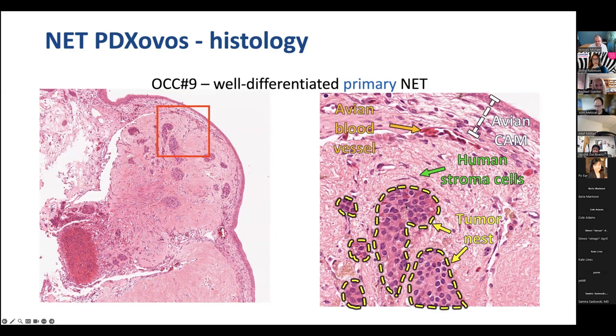So these are your cancer cells, these are the neuroendocrine cells. What's really exciting is that the human stroma is also maintained in this model. And also, these are the avian blood cells. So the red blood cells in the avian model are nucleated, so we can really see them very nicely here.